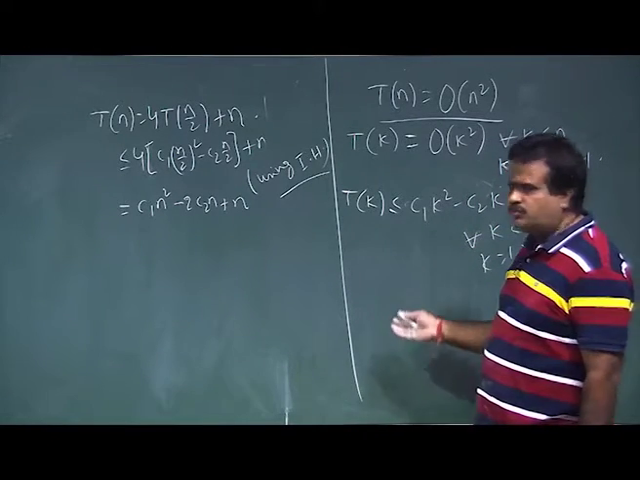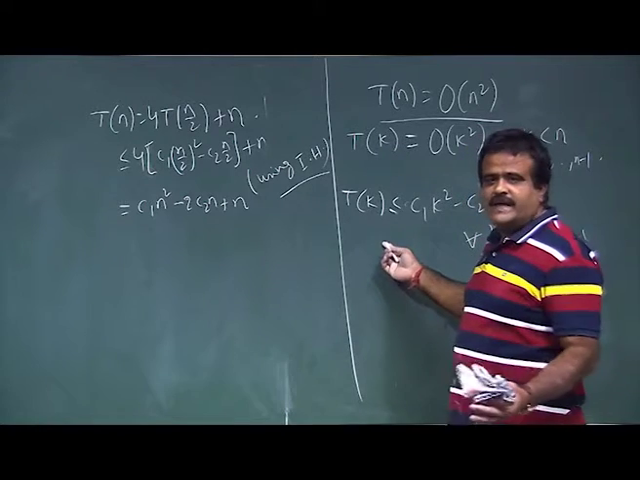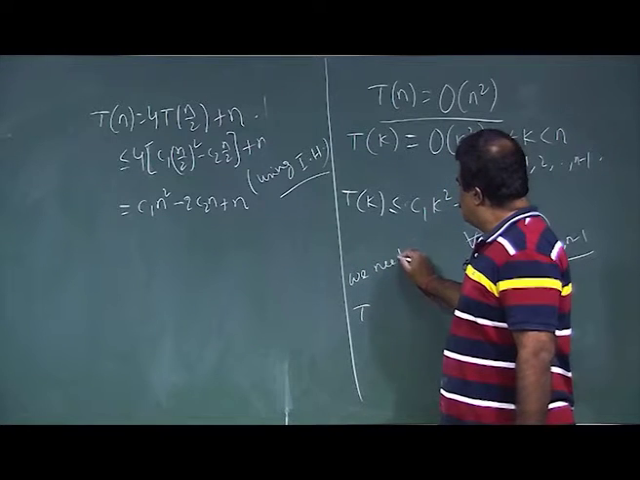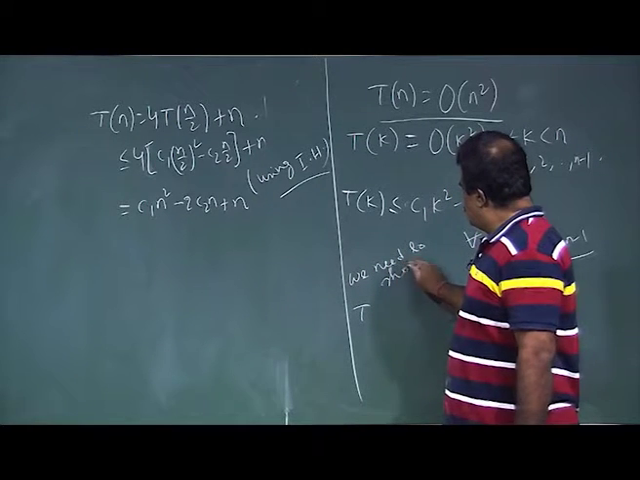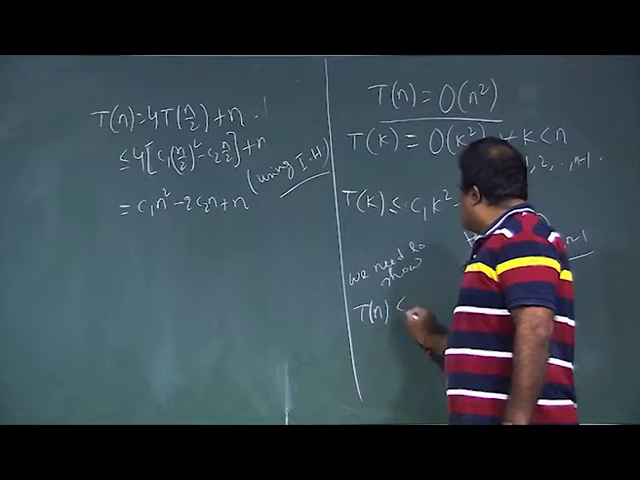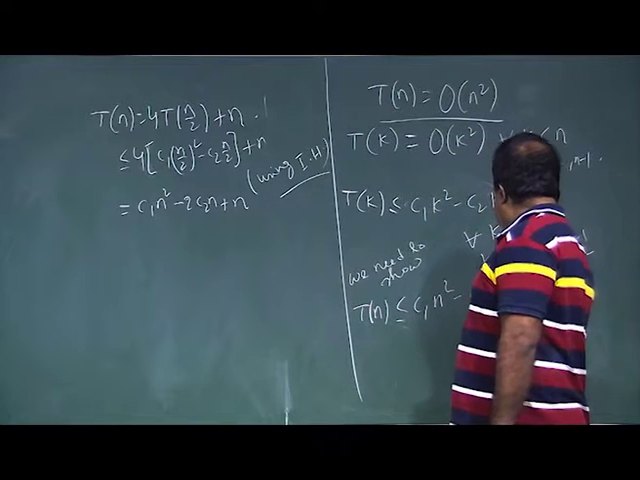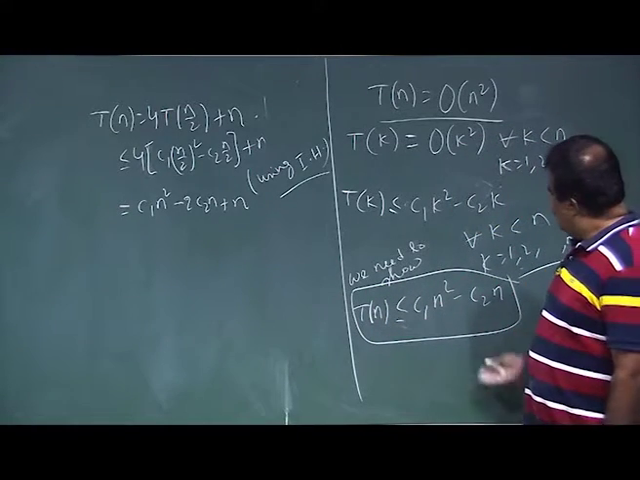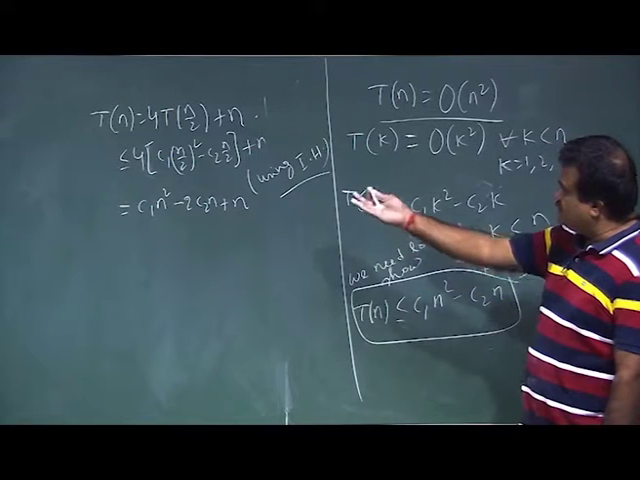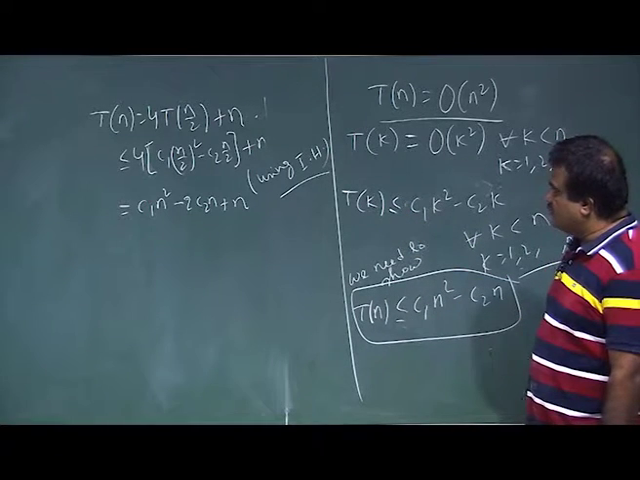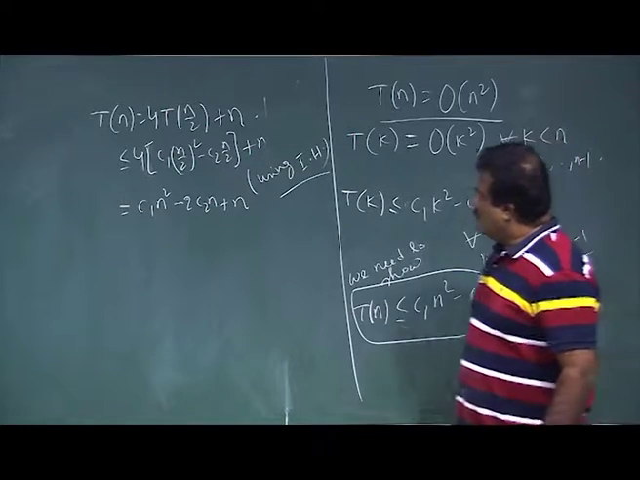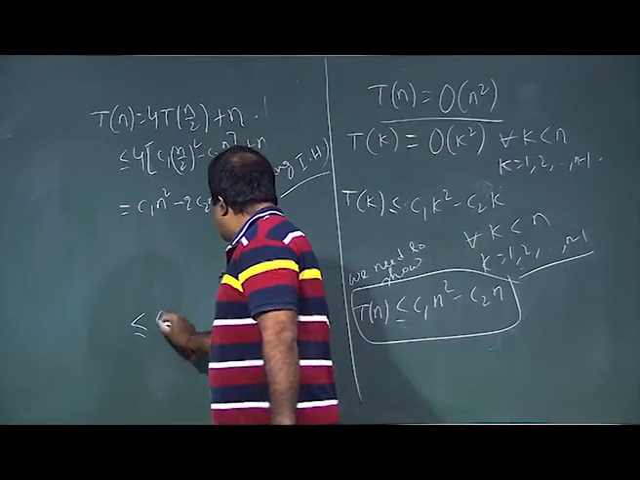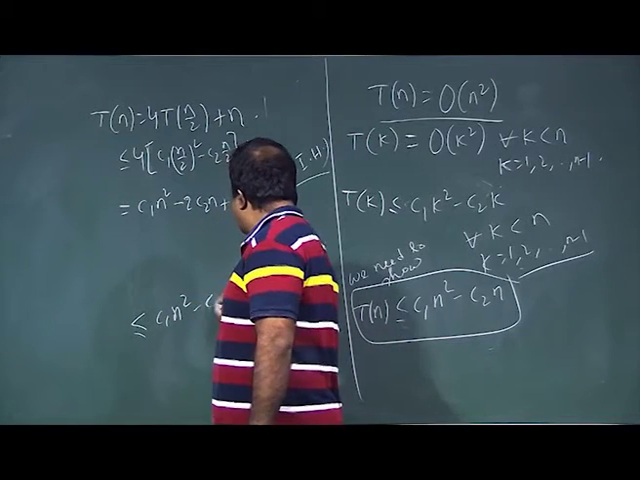So, what we need to show? We need to show that this is true for k is equal to n also. That means we need to show that T n is less than or equal to C 1 n square minus C 2 n. If we can show this, then we are done. So, that is what we want to achieve.